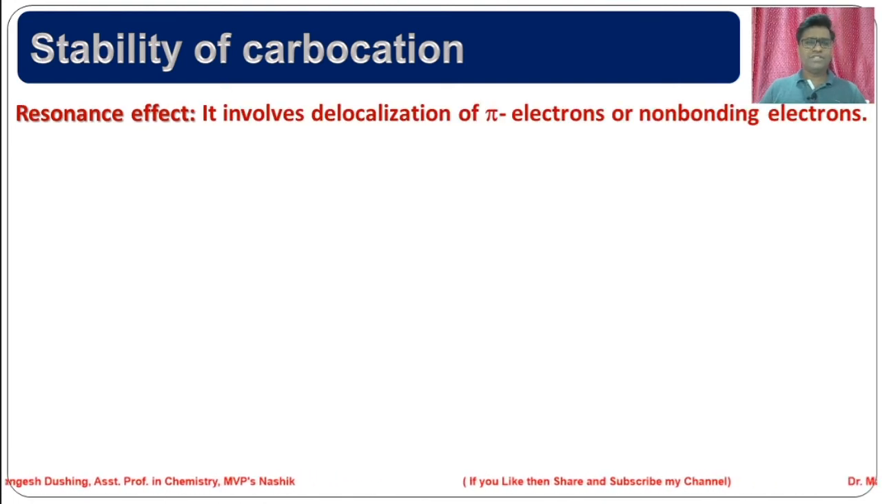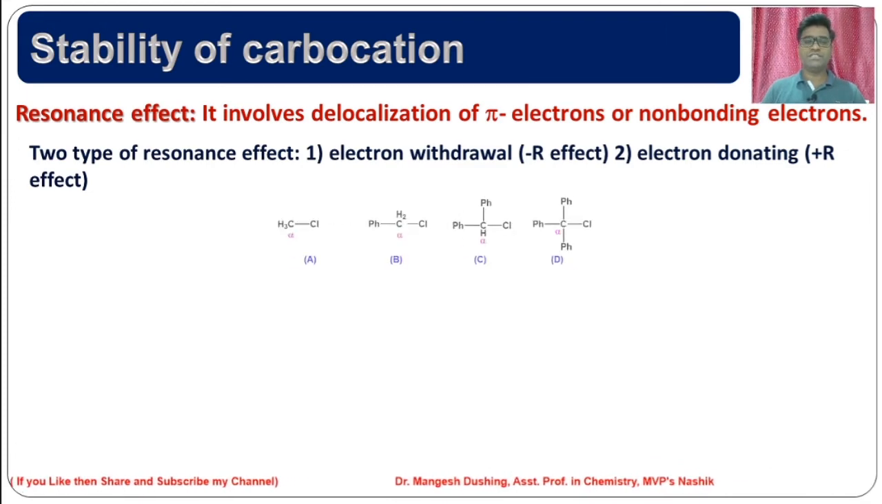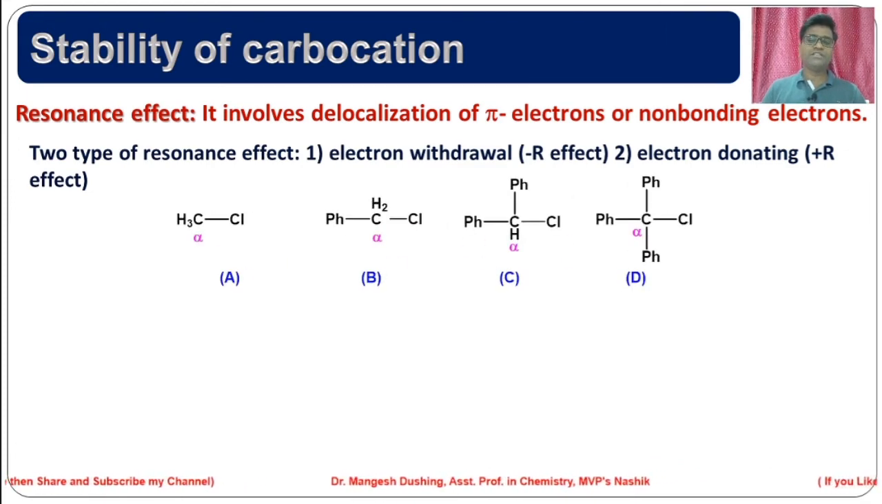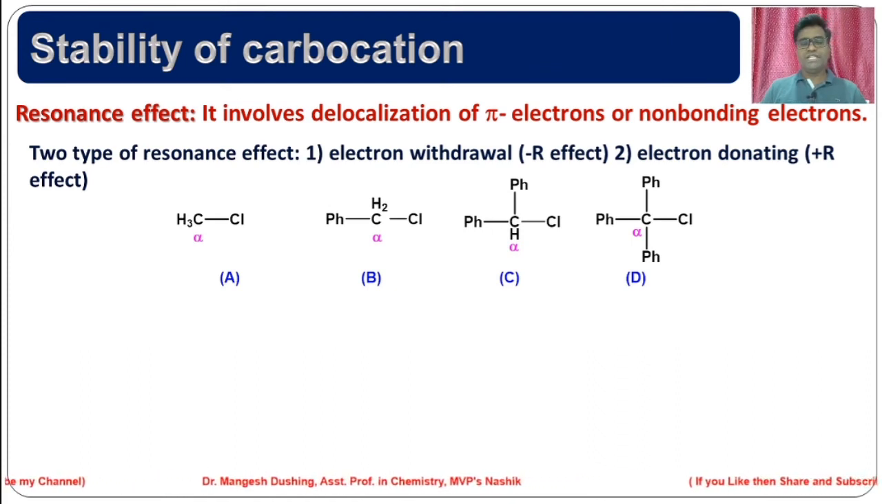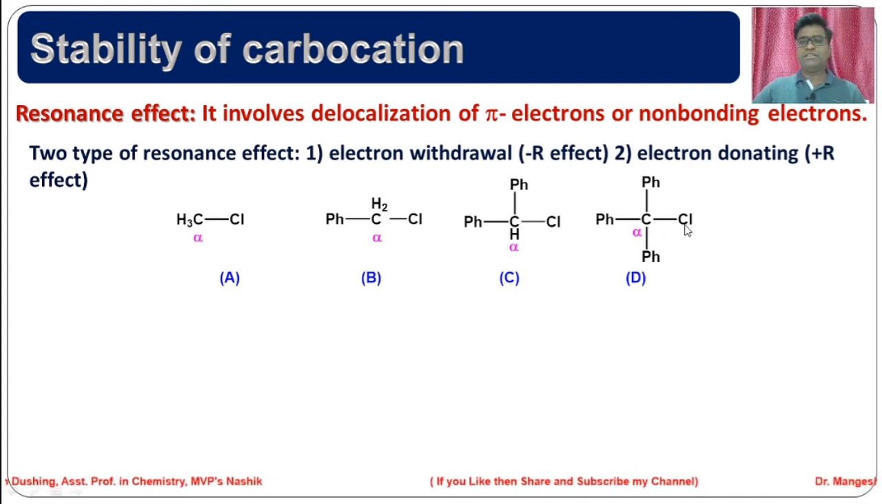Next is the resonance effect. It involves the delocalization of pi electrons or non-bonding electrons. As we know, resonance effect is of two types: electron withdrawing resonance effect, that is minus R effect, while the second one is electron donating resonance effect, that is called plus R effect. For example, these are the four molecules. One is methyl chloride, second is benzyl chloride, this is biphenyl methyl chloride, and this is triphenyl methyl chloride.